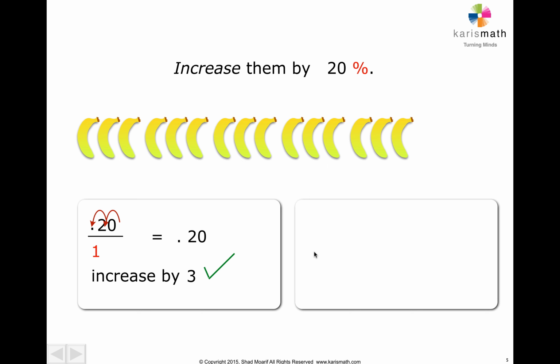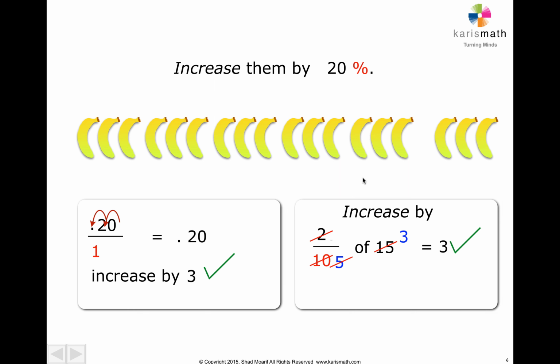You can do it this way. You can also do it this way. Just fractions, no decimals. 20%, which means if you reduce it, it comes to 1/5. And take 1/5 of 15, and the answer is 3. So you increase it by 3. Work it this way or this way. Either way, you'll increase them by 3. So that's how we do these.